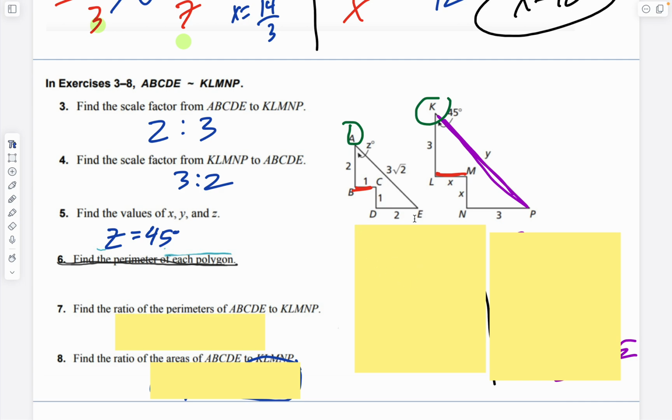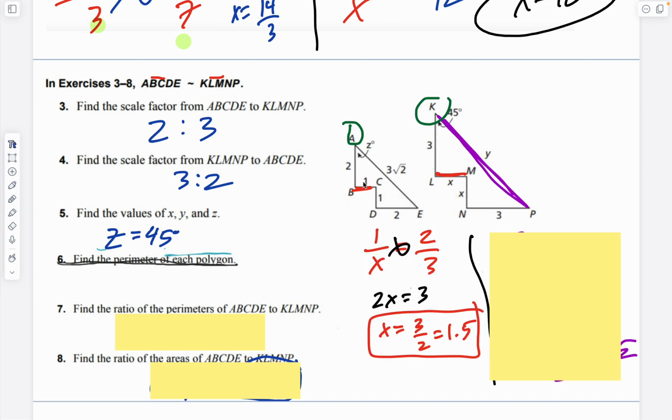Let's solve for x. What does BC match with? You can look at the picture, you can look at the letters. BC matches with LM. So 1 over x, and then I'm going to use that ratio, 2 over 3, because I know DE and NP, 2 and 3. Then I'm going to cross multiply and solve and get 1.5.